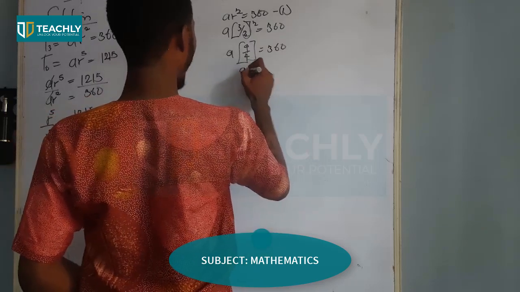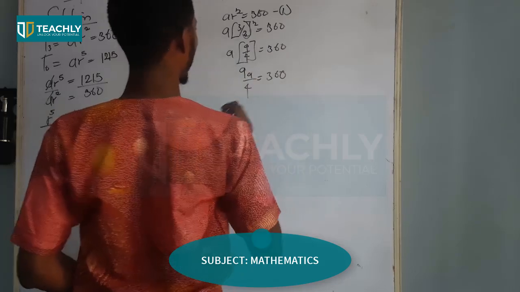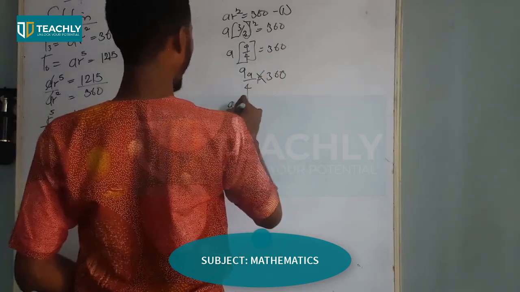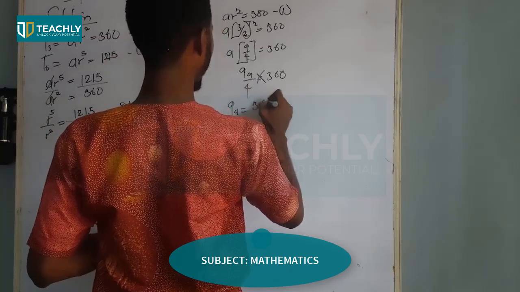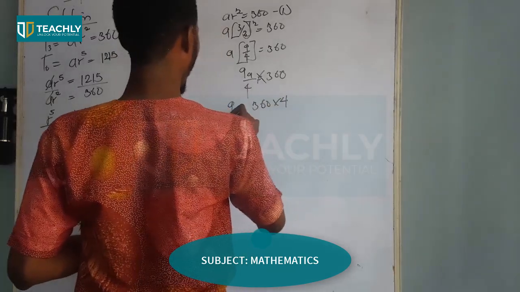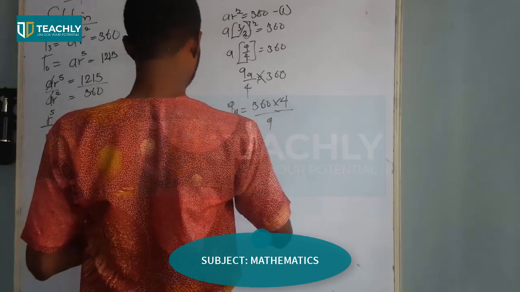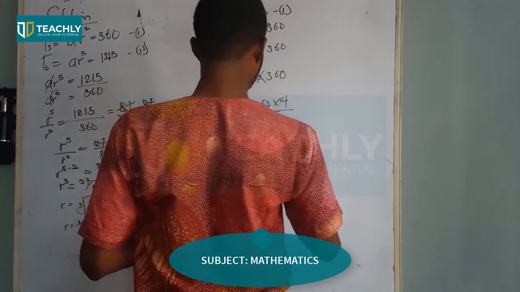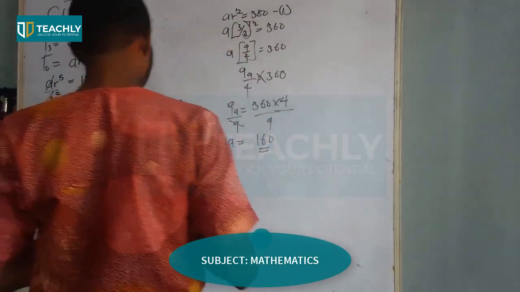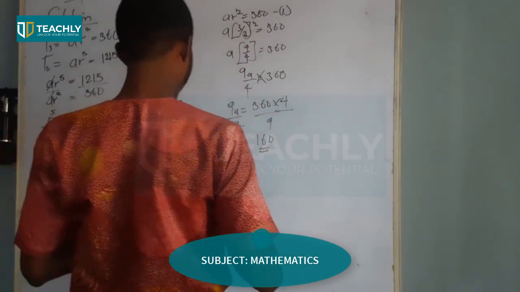So we have our 9a over 4 is equal to 360. So we will cross multiply. Our 9a is equal to what? 360 times 4 over 9, so our a will now give us what? Our a will give us 160. That is our a. So we've gotten our r and then we've gotten our a.